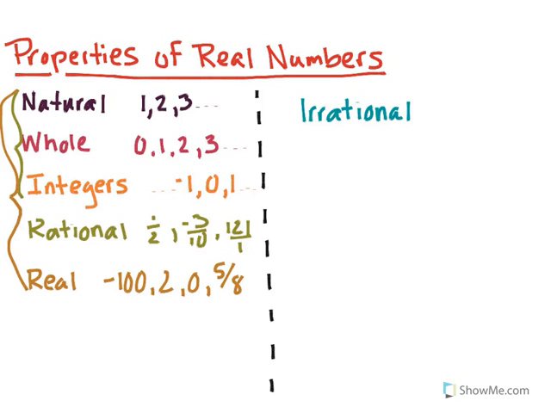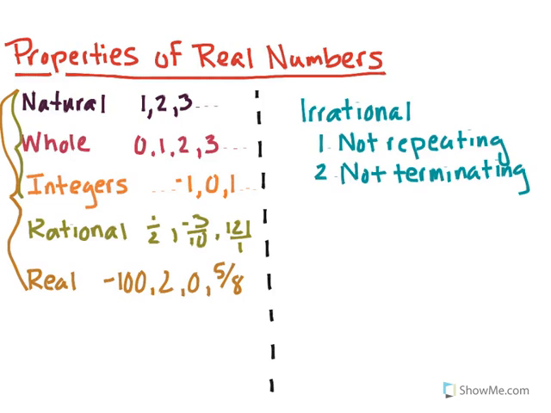Okay? Now, let's move on to irrational numbers. Irrational numbers are kind of funky. There are 2 criteria that irrational numbers must meet. So the first criteria is that there is no repetition within the number. And keep in mind, irrational numbers tend to be really crazy decimals. Okay? So within those decimals, we don't want to see any repeating pattern. Okay? Unlike, for example, 1/3, which is a rational number, okay?